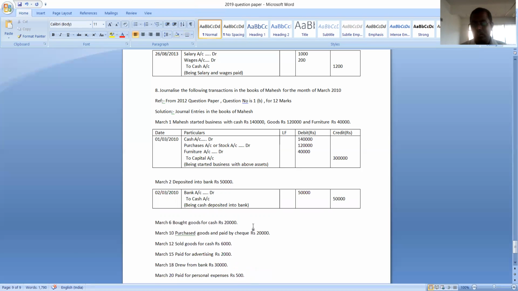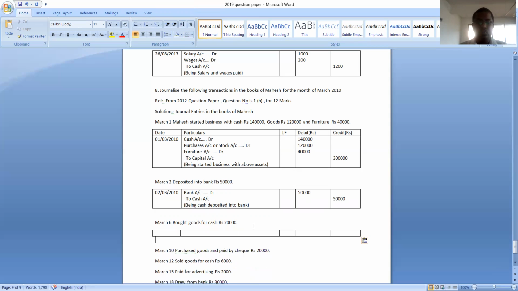Transaction is bought goods for cash rupees 20,000. How many accounts are there? Bought goods means which account? Purchases account. Bought goods is purchases account. Sold goods is sales account. So here bought goods means purchases account, and here goods are bought for cash. So another account is which account? Another account is cash account.